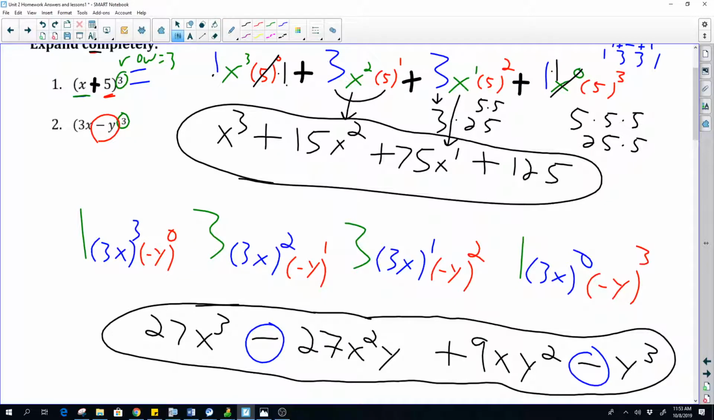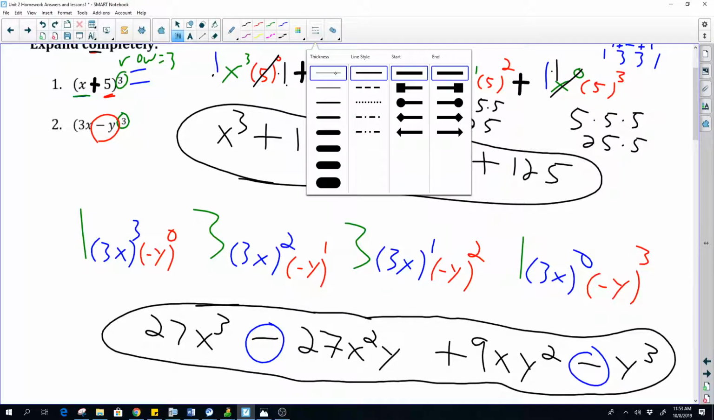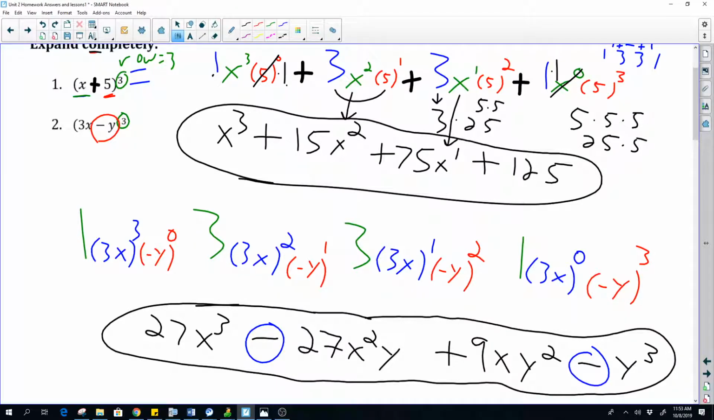But guess what? To know if you're doing it right, I also notice that the powers actually add up to the row. What? The powers add up to the row. What do you mean? Well, 3 plus 0 is 3, or 2 plus 1 is 3. They all add up to 3 because it's row 3. Okay, awesome.